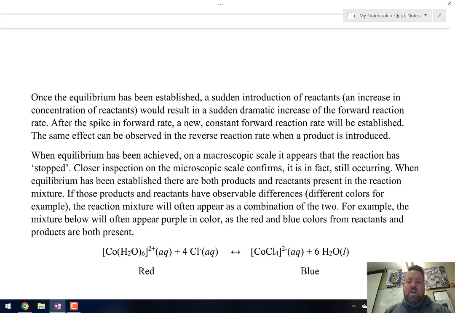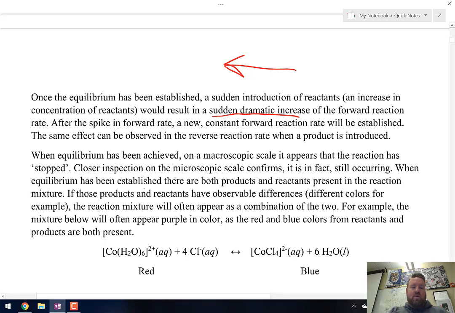If you added a bunch of products, all of a sudden you'd see that sudden dramatic increase in the reverse reaction, causing the reaction to speed up going in the reverse direction. Okay, and again, when equilibrium has been achieved on a macroscopic scale, so from our point of view, it looks like nothing's happening. The reaction has stopped. Okay, but that is not the case at all. They're just going at the same rate.